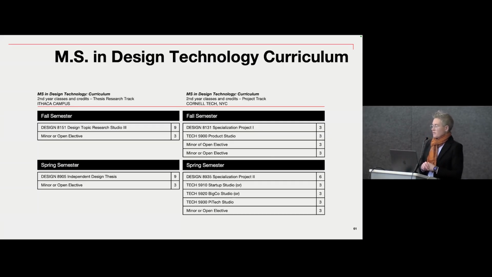For those of you in the studio professional track, as you can see, I mentioned you'll take product studio, as well as electives at Cornell Tech, and your specialization project studio, which this year Jose Sanchez taught in the fall, and currently Wendy Ju is teaching this spring. And then in the spring semester, you'll have more choice as to the studios that you take, including Startup Studio, Big Co Studio, PyTech Studio, and beyond.